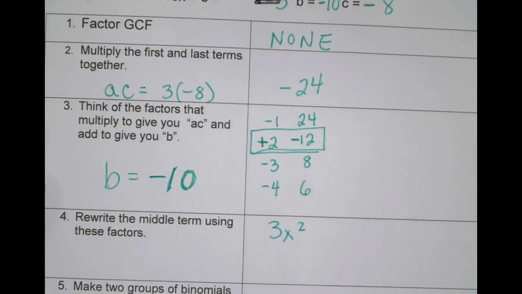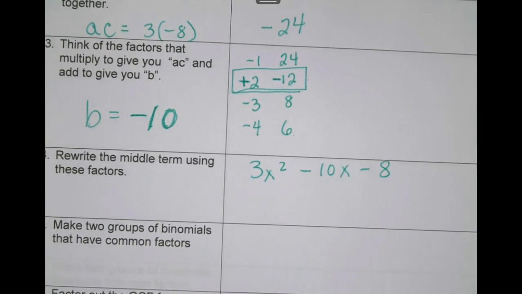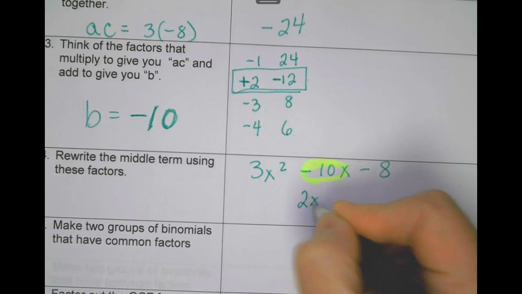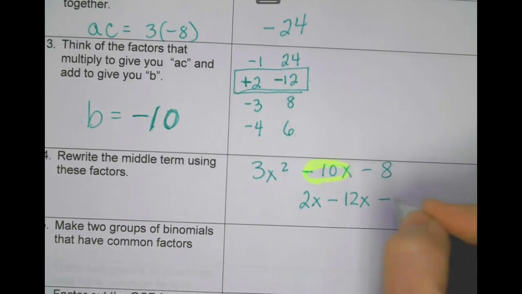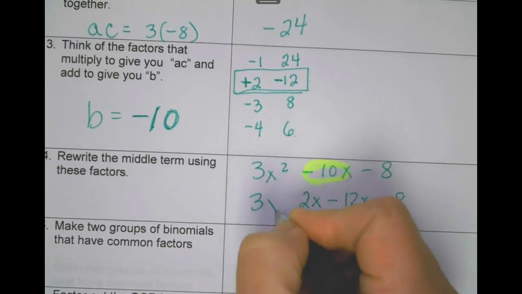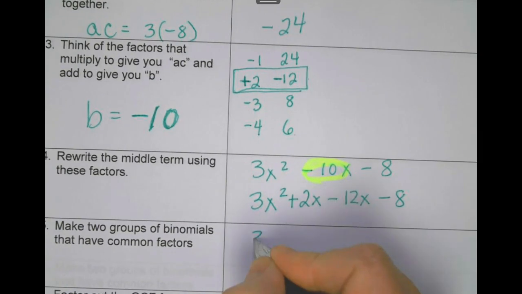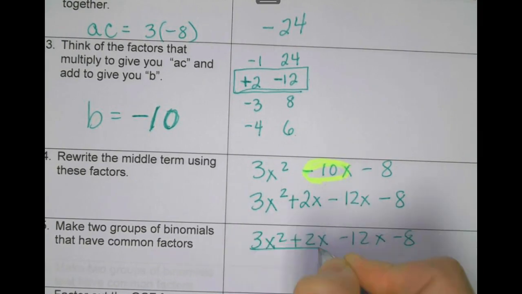This is the original problem. In place of this term right here, the negative 10x, I am going to replace it with 2x minus 12x. That replaces the 10x because it's equal to the negative 10x. I still have the 8. I still have the 3x squared in the front. The reason I did all of this is so that I can make 2 groups of 2.